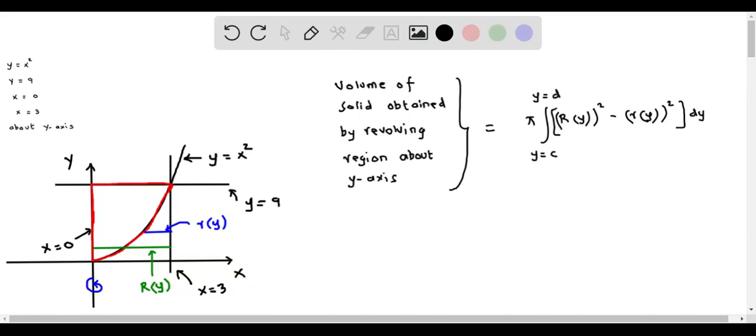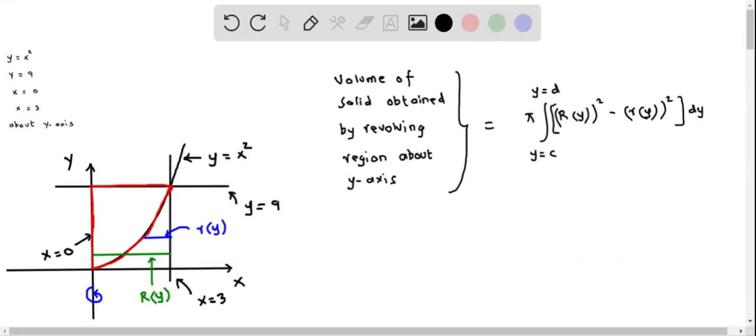Here we determine the volume of solid obtained by revolving the region bounded by y equals x squared, y equals 9, x equal to 0, and x equal to 3 above the x-axis. So first we draw a sketch of these curves and the lines and identify the region which has to be revolved. So here we have this curve y equals x squared, y equals 9, and the lines x equal to 0 and x equal to 3, and we are rotating this about the y-axis.